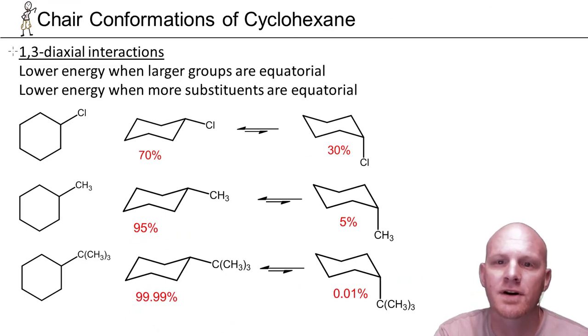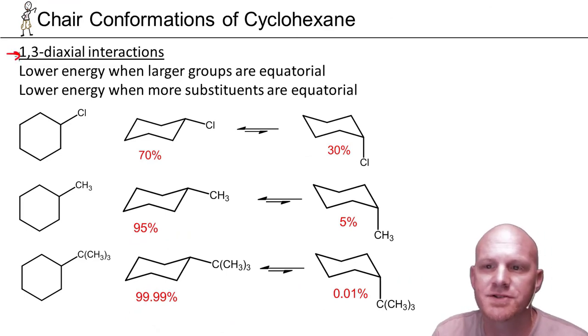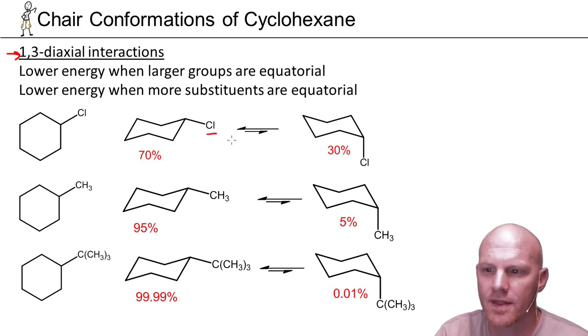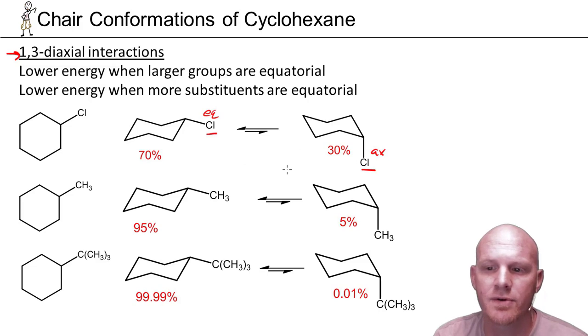So now we want to take a closer look at these 1,3 diaxial interactions we spoke of earlier. Again, these are why we attribute the equatorial position for a substituent being lower energy than the axial position. If we put a chlorine on the molecule here, we'll have 2 chairs in equilibrium together. When the chlorine is equatorial, it'll be more stable than when it's axial. As a result, it won't be a 50-50 mixture in equilibrium here. It'll be 70% with the chlorine being equatorial.